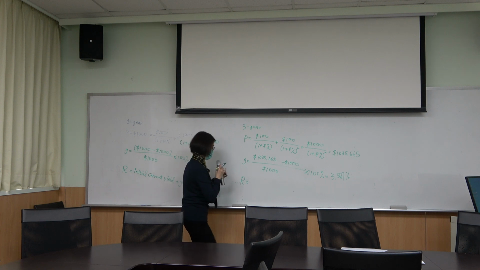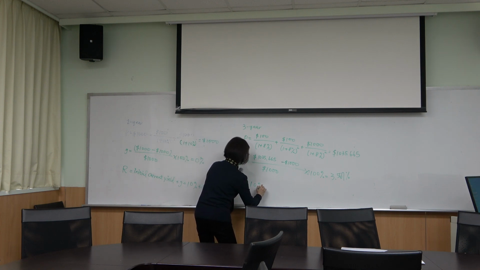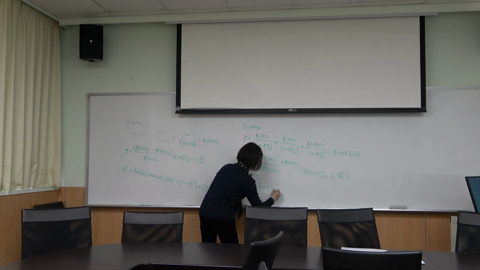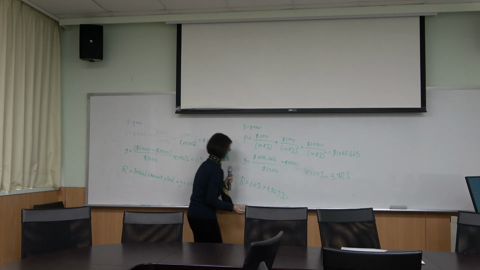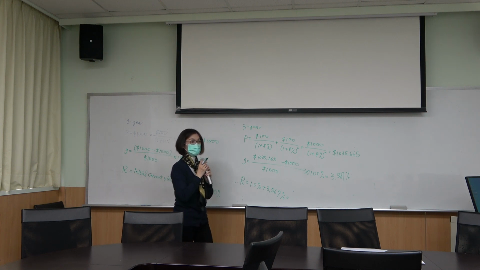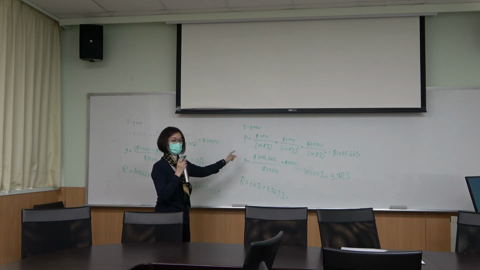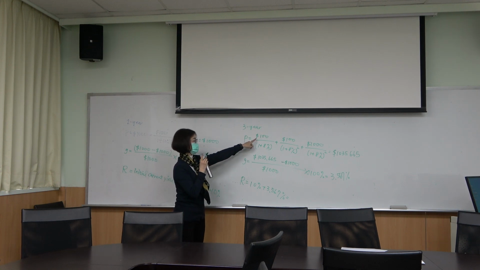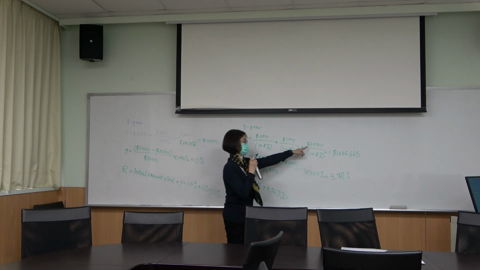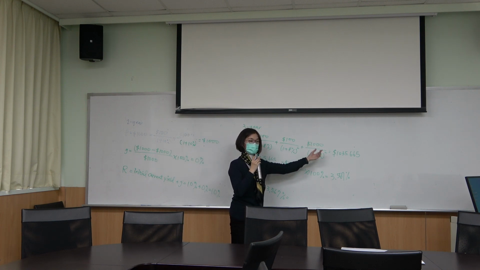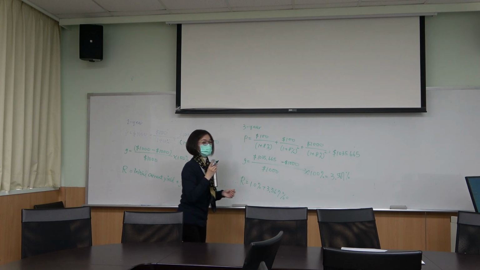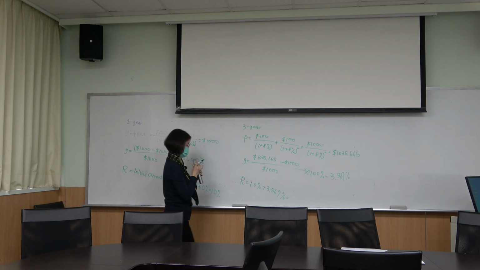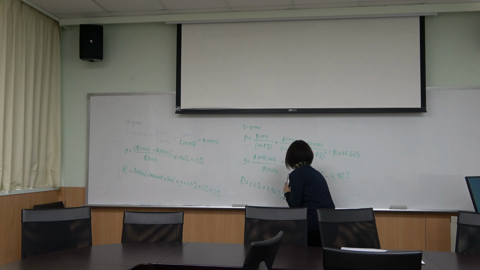We add the current yield 10% to 3.567. Why not 8%? No, 8% is the interest rate we use to discount the coupon interest, and by the maturity date, we will have the face value. So this is 13.567%.